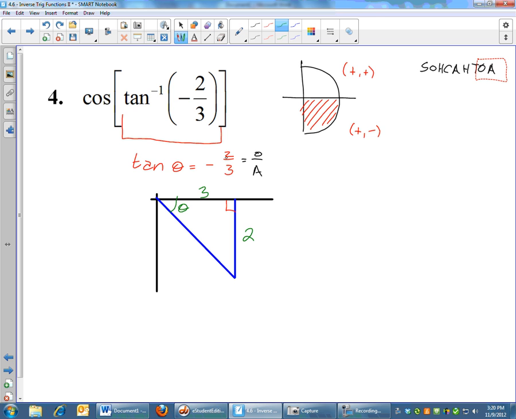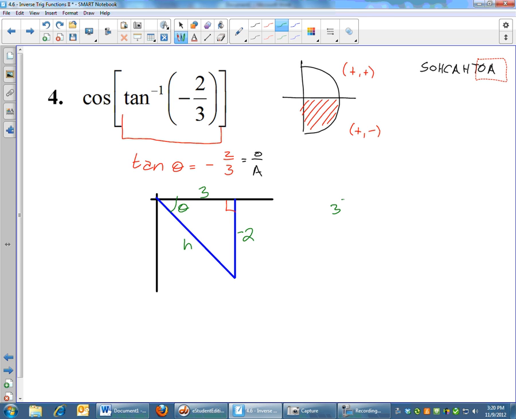Except one of them has to be negative because 2 over 3 needs to be a negative answer. The one that's going to be negative, we went right and we went down. Down is the negative measure. So I go right and down. So my down is my negative 2. Then I'll do Pythagorean theorem to solve for my hypotenuse.